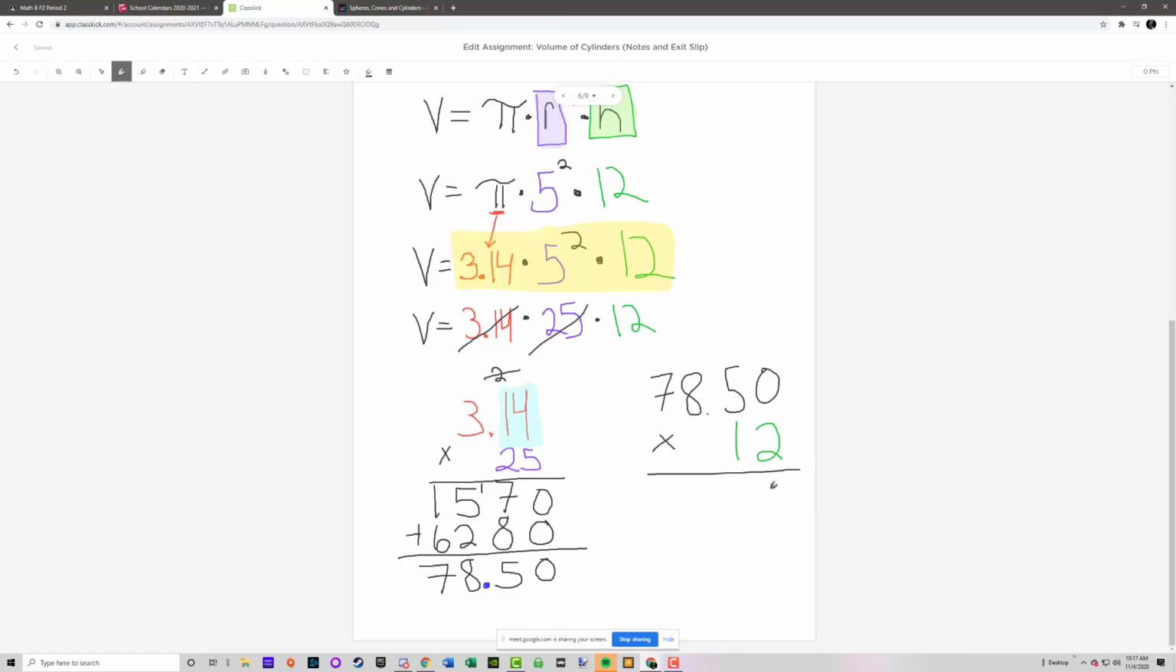Okay. 2 times 0 is 0. 2 times 5 is 10. Put the 0, carry the 1. 2 times 8 is 16. Plus 1 is 17. Carry the 1. 2 times 7 is 14. Plus 1 is 15.